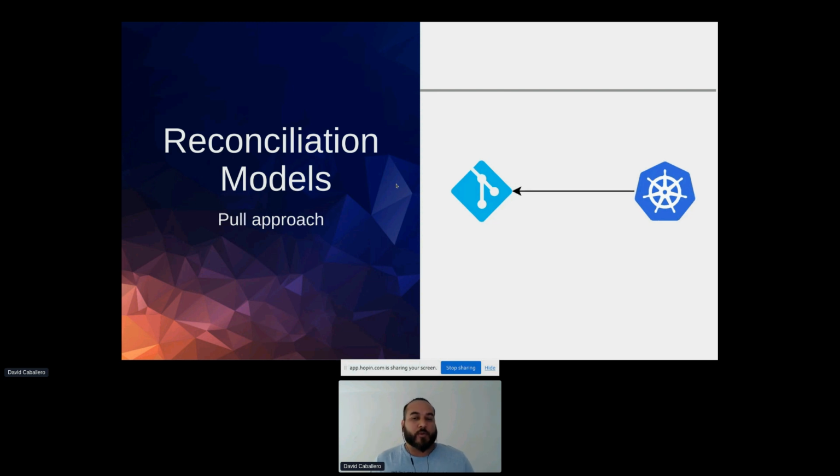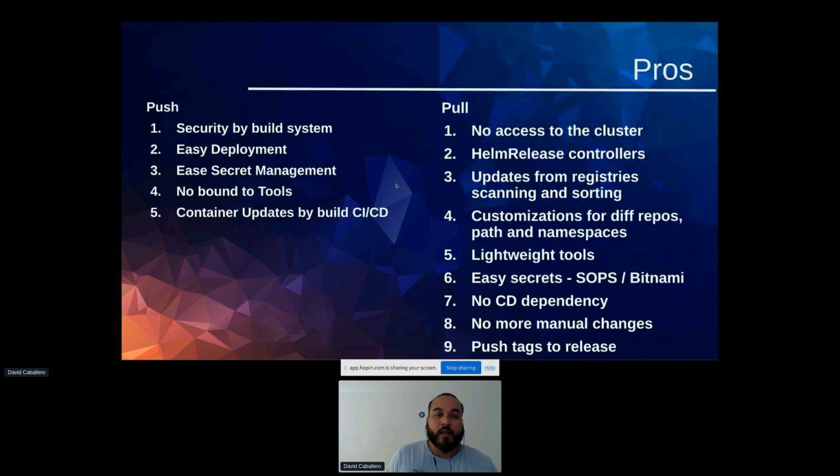So in the pull approach, what we are going to do is install something in the Kubernetes cluster. Let's call it controllers. And with those controllers, we're going to clone the Git repo and apply whatever changes we need over the cluster. Now, in that scenario, the build system doesn't need access to the Kubernetes cluster. Then you're going to have a kind of zero trust access control over your Kubernetes cluster.